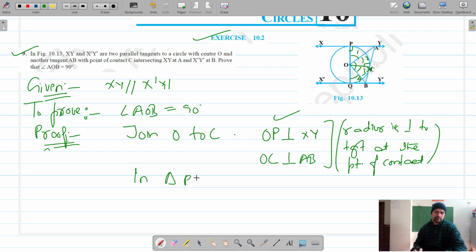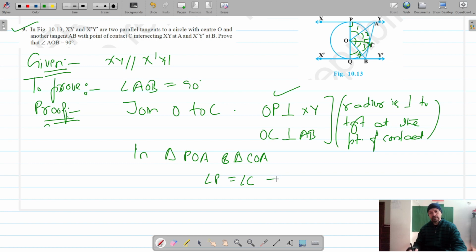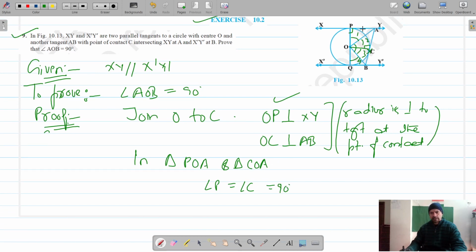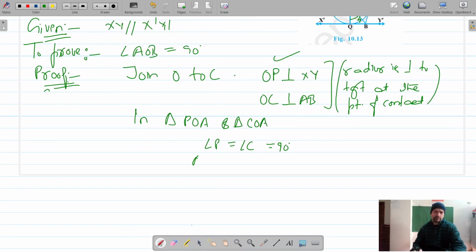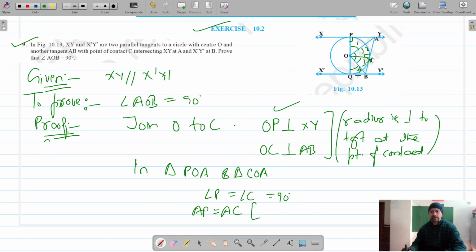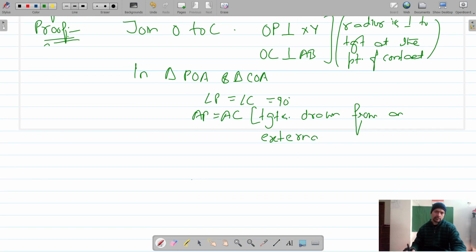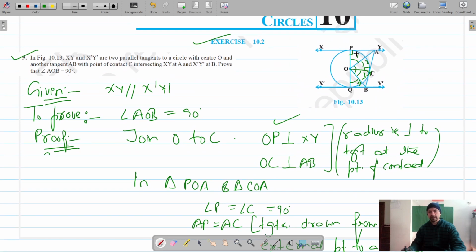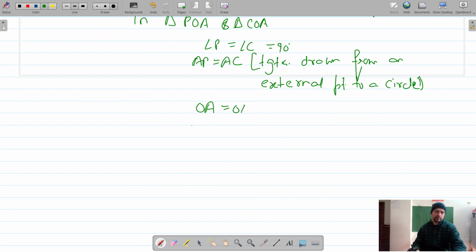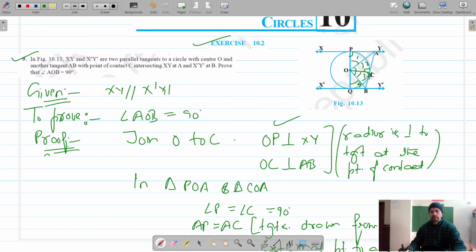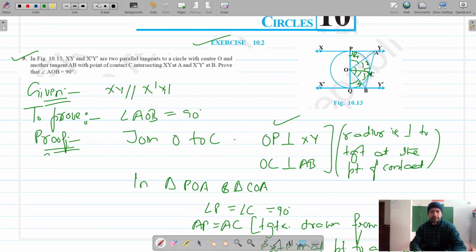And now we will move to these triangles, that is triangle POA and triangle COA. So in this, angle P is equal to angle C is equal to 90 degrees each. And AP is equal to AC because tangents drawn from an external point to a circle are equal. So AP is equal to AC. Angle P is equal to angle C is equal to 90 degrees. OA is equal to OA, common. So once again, it's the RHS rule.